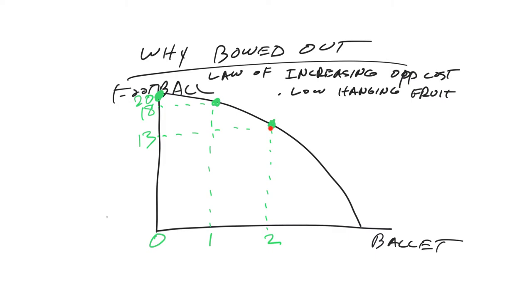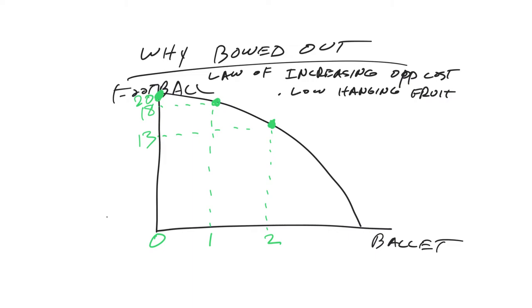Well, what is the opportunity cost of the second ballet? Well, the second ballet caused us to go from 18 down to 13. But here's the thing. So, get out your fingers. That's 5. Okay. Now, notice the first ballet cost 2 units of football. The second ballet costs 5 units of football. Law of increasing opportunity cost. The opportunity cost has increased.